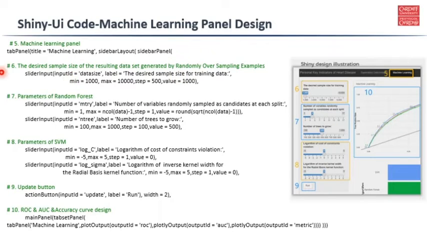Okay, let's look at Step 6. The meaning of this line of code is to take the number of training samples as an adjustable parameter and set the data range to 1,000 to 10,000 so that users can customize the training set size. The initial value here is 1,000.